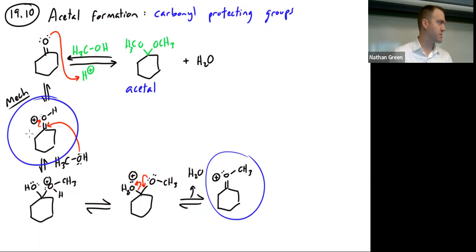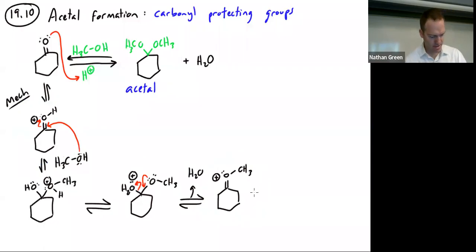Pretty similar looking to each other, right? That one's got a proton on it. This one's got a CH3, but otherwise they have carbonyls with oxygens with positive charges. I'm going to go through this process again. I added methanol to this molecule. I'm going to add a methanol to this molecule. Oxygen is going to attack that carbonyl, push the electrons up there.